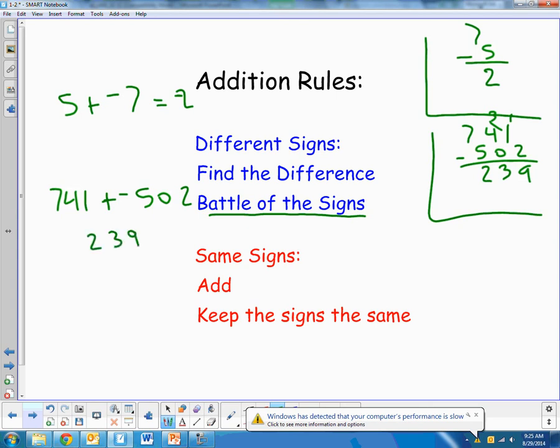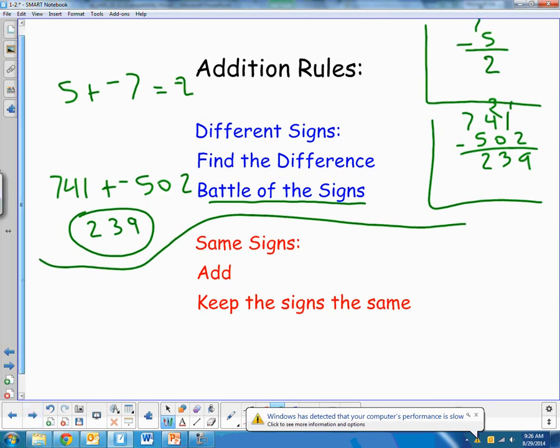Now I have to decide if that's going to be a positive 239 or a negative 239. Well, I play that battle of the signs, looking at the number 741 and the number 502. 741 is bigger. Even though it's got that negative over there, 741 is definitely bigger. That is going to be the sign that we choose, which means it is going to be a positive result, 239. And that's how we deal with different signs when we're adding.